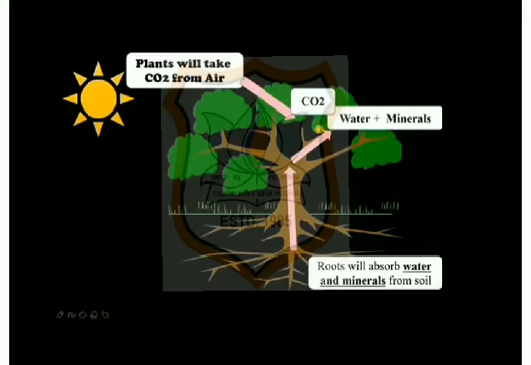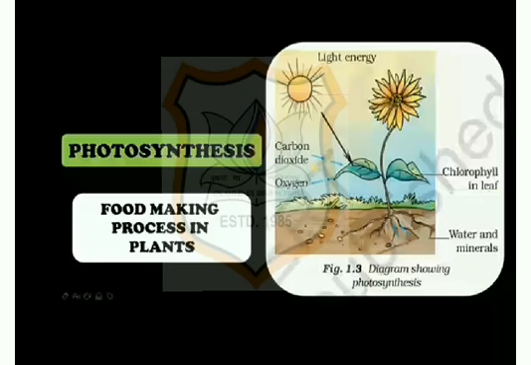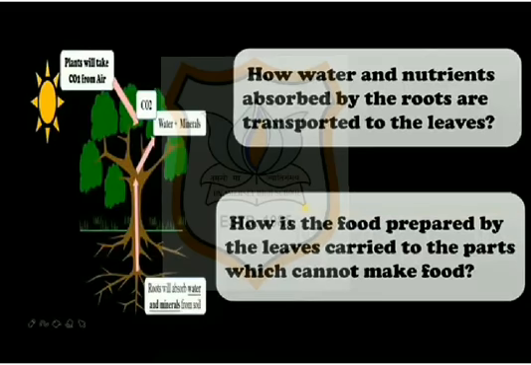In chapter 1, you learned that plants take water and mineral nutrients from the soil through the roots and transport it to the leaves. And the leaves prepare food for the plant using water and carbon dioxide during photosynthesis. Students, have you ever wondered how water and nutrients absorbed by the roots are transported to the leaves, and how the food prepared by the leaves is carried to the parts which cannot make food?